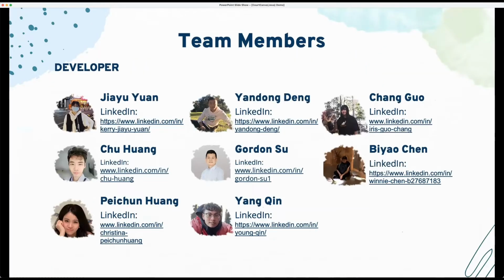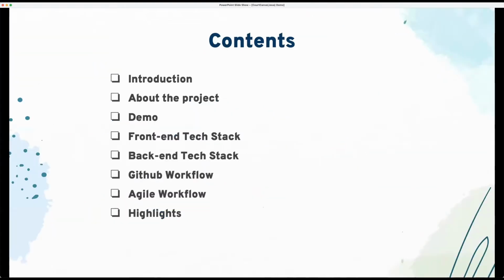Our Agile team consists of 8 developers, and we do not have any DevOps engineer. Here is our profile. Please feel free to connect with us through LinkedIn or GitHub. This presentation will be constructed in 8 parts and is expected to take 12 minutes. Each group member will be mainly responsible for presenting one section.